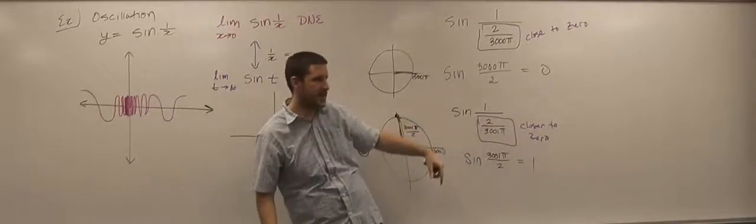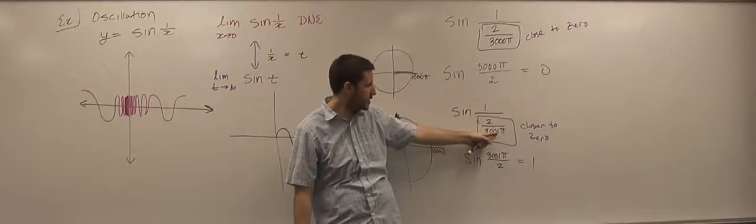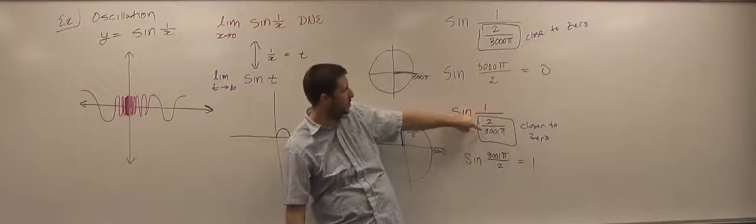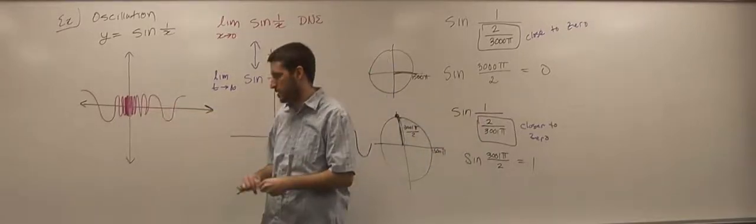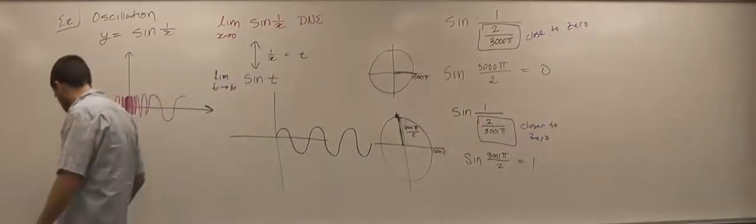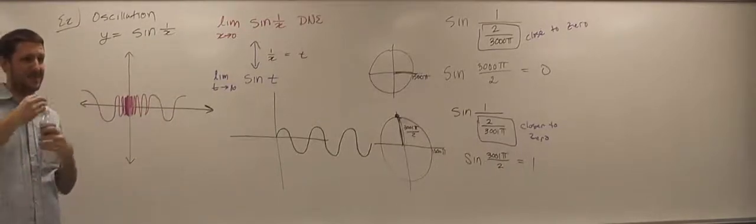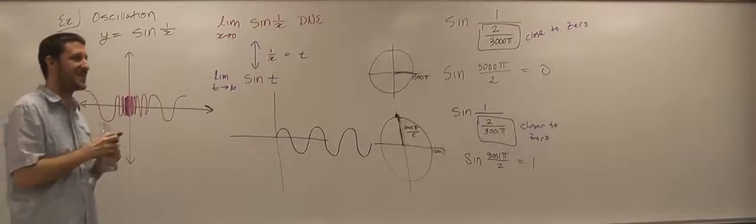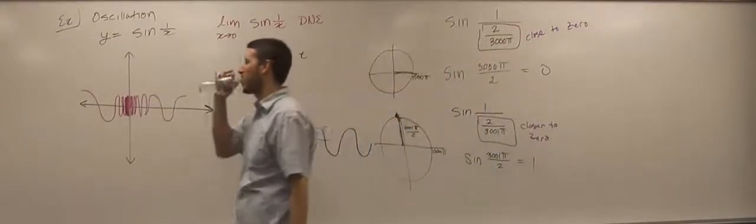So it just keeps oscillating. Every time you increase this guy by 1 unit, the x value is getting smaller in the bottom. So it never actually converges on a value. The calculator's freaking out trying to graph that. Doesn't even know what's going on.